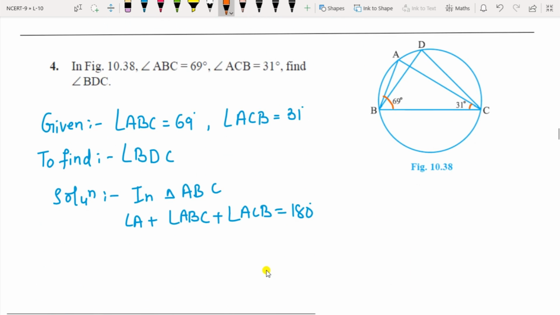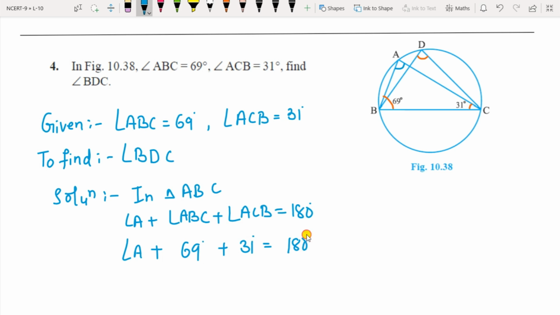Question 4 here is, it is given ABC as 69 and ACB as 31. This one you have to find BDC. This angle you have to find BDC. Now let us consider triangle ABC since we know two of the angles. So here we can find A. Okay. So angle A we don't know. B is 69 and C is 31, so A plus 69 plus 31 equal to 180. 69 plus 31 is 100. Therefore A equal to 180 minus 100, that gives you 80 degrees.